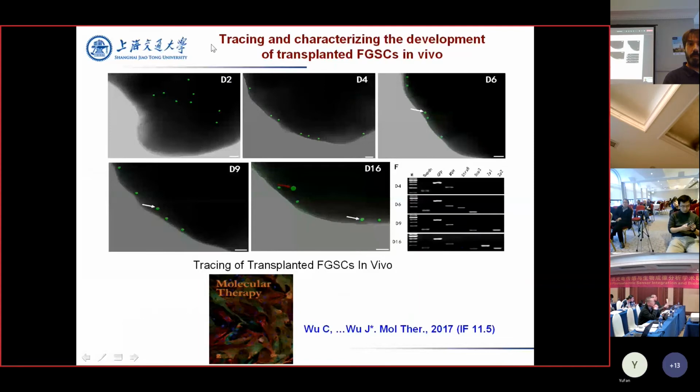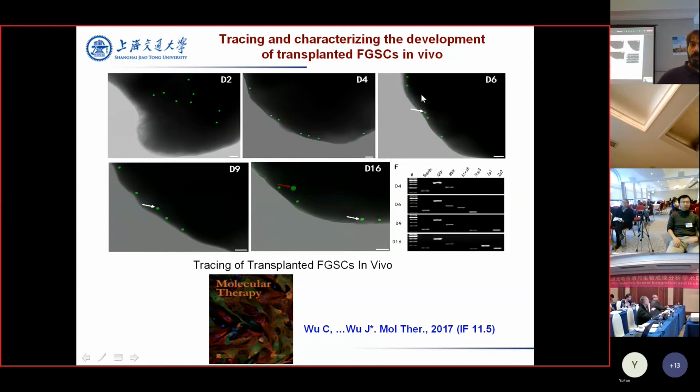For tracing and characterizing the development of the transplanted FGSCs in vivo, we used GFP-labeled FGSCs, and we can find the FGSCs migrated to the surface of the cortex of the ovary.